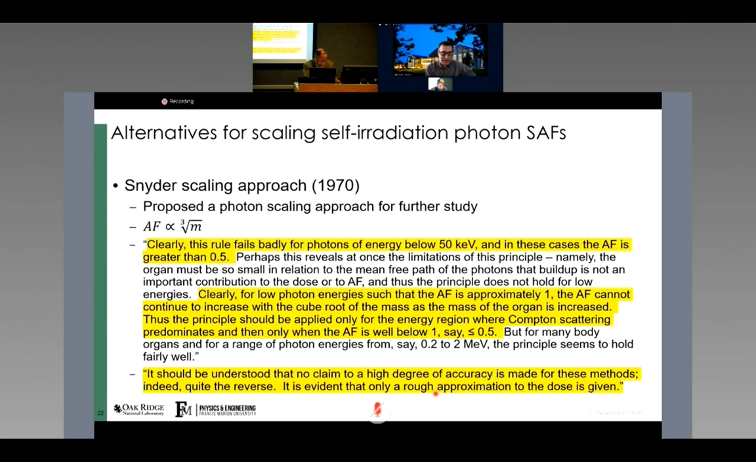Other individuals have looked at this since Snyder published this. There are some more complex methods that you could apply to the scaling. We ultimately chose to apply a very simple approach. We like the simplicity of the mass scaling, the non-cube root mass scaling. Part of that decision was based on the fact that we have a variety of different geometries. We do have some regions that are very large, like liver and brain, the types of sizes of organs that Snyder was working with when he described this. But we now also have specific absorbed fractions in very small regions for photons, where it would be challenging to apply some of these factors.